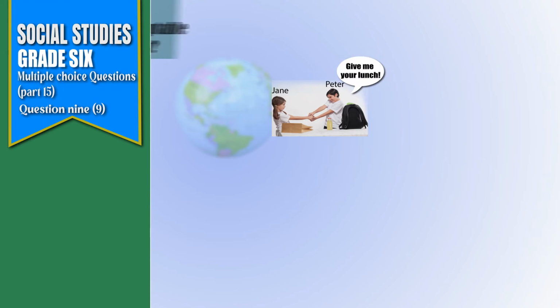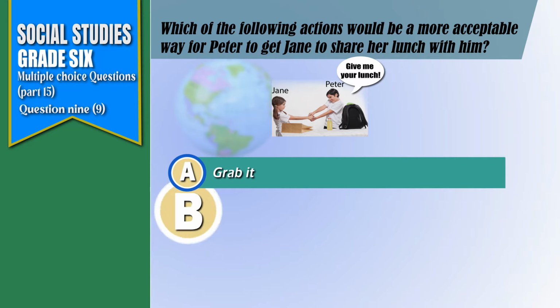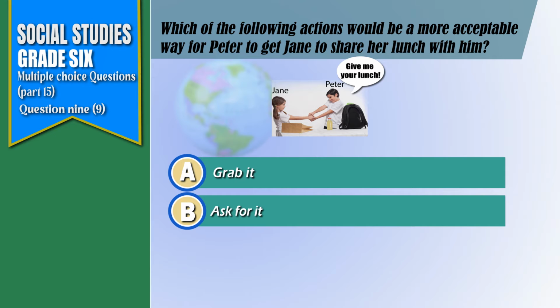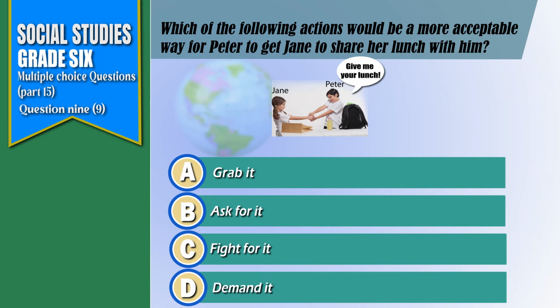For question 9, which of the following actions would be a more acceptable way for Peter to get Jane to share her lunch with him? A, B, C, or D?